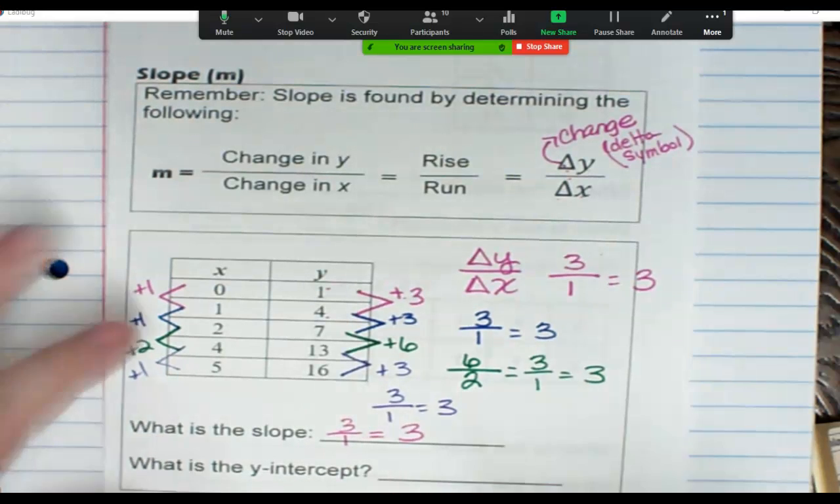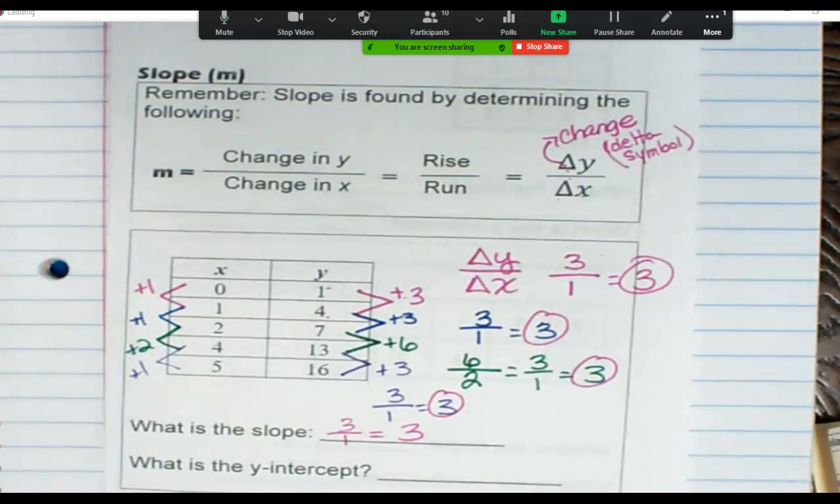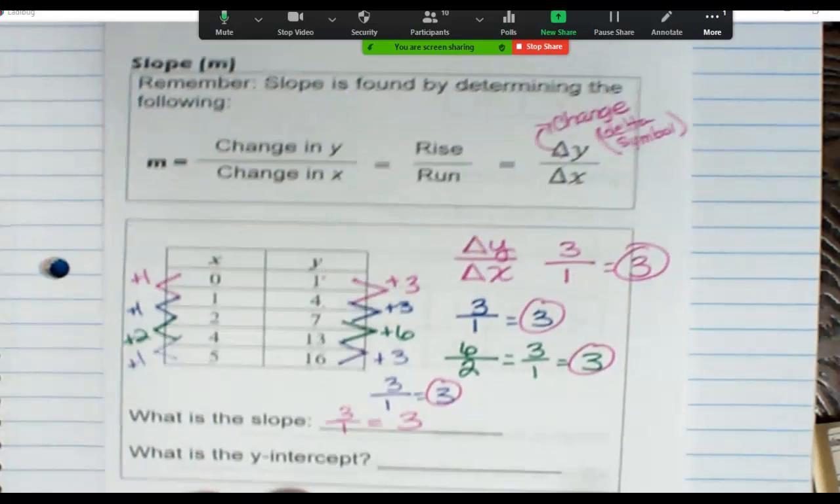Because every time I got the same answer. And we should get the same answer, because a line, in order for it to be linear, it has to have that same slope throughout the entire line, right? I can't have a broken line. That's not linear. Okay?